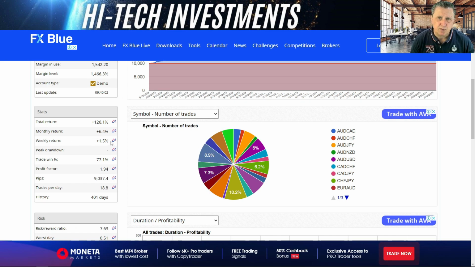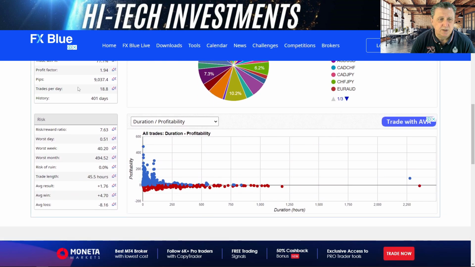As I say, this is gradually going down and down because we're not changing the lot size and the lot factor up against what is actually in the account, but we can still calculate it, and I'll show you that a bit later here on how exactly that works. Trade wins is 77%, so extremely good. Profit factor that we are not really using that much, but it's 1.94. Definitely in this particular case, it's still very good. As you can see, more than 9,000 pips have been taken. And then we have trades per day, about 18 for that particular one.